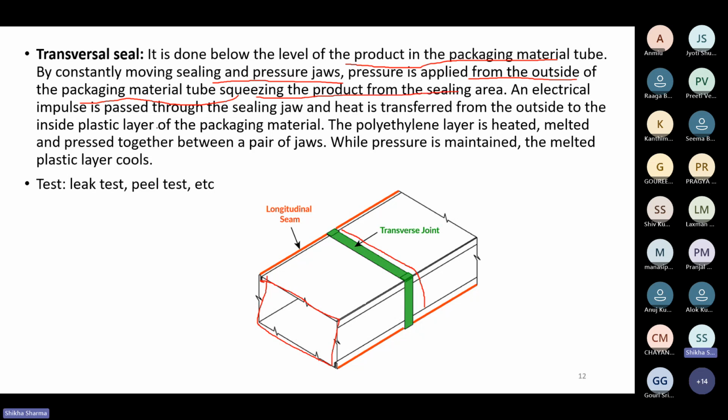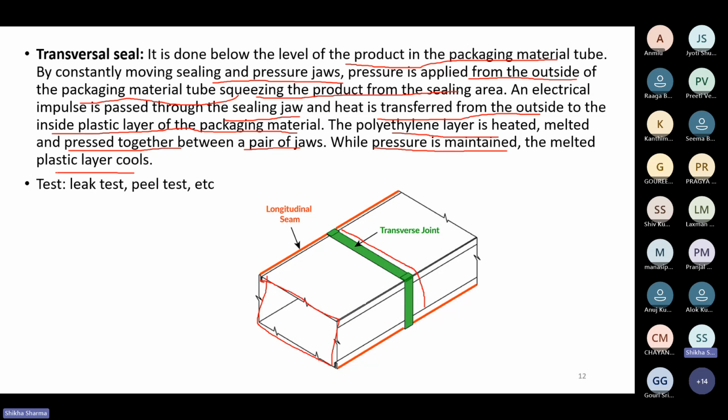An electric impulse is passed through the sealing jaw, and heat is also transferred from the outside to the inside of the plastic layer of the packaging material. The polyethylene layer is heated, melted, and then pressed together between a pair of jaws. So it is being done under pressure. So pressure is also maintained so that the two layers can stick together.